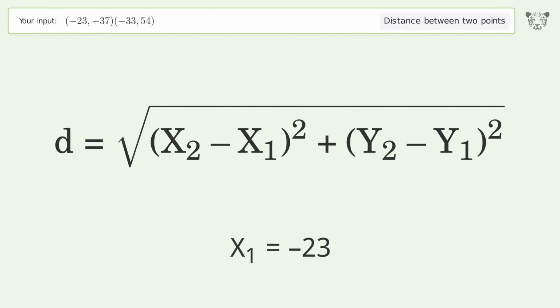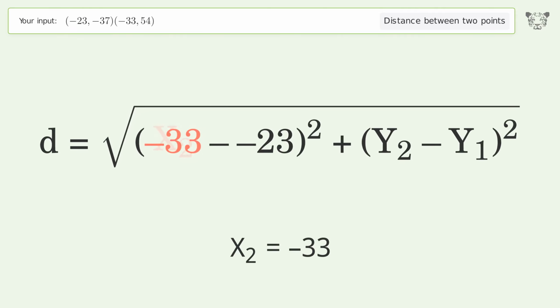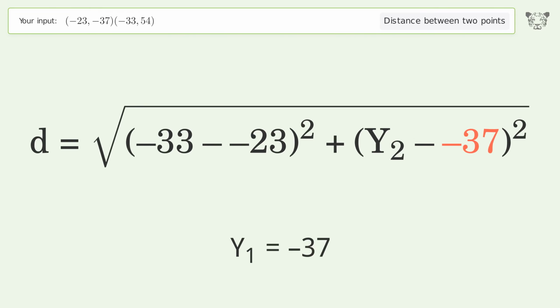x1 equals -23. x2 equals -33. y1 equals -37. y2 equals 54.